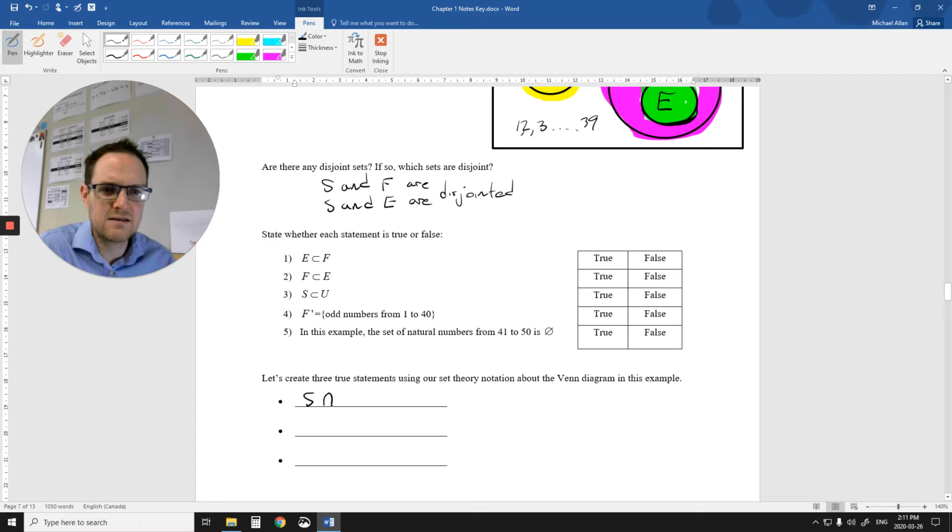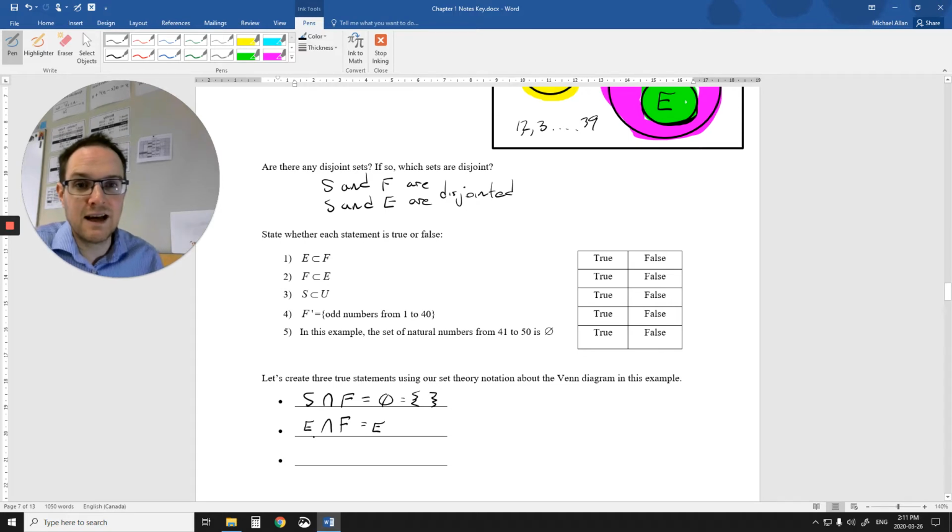So if I said that S intersect with F, I'm looking here, where does S and F intersect with each other? Well, they don't. So that is an empty set. So that's my set notation. There's no intersection between the two. But I do know that if I said this statement, E, where does E and F intersect with each other? Well, they completely intersect with E. Right? F and E have all of E in common. So everything's there. So this also just says that E is a subset of F. E is completely within F. So that's a true statement there.